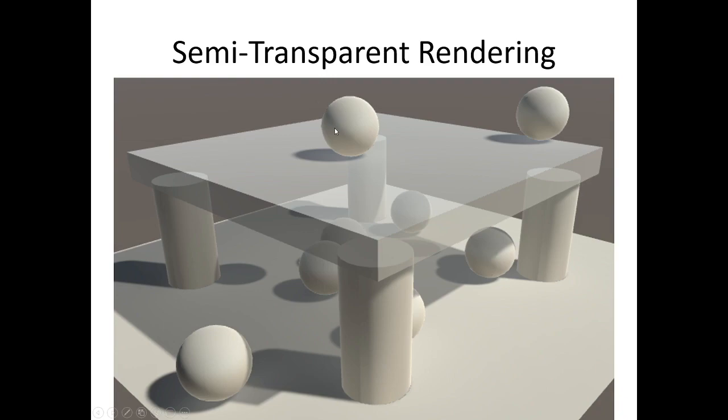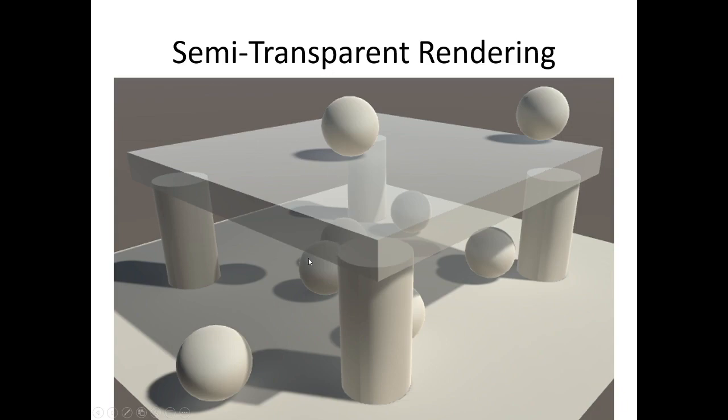Instead, we do two passes. In the first pass, we render everything that's fully opaque. Fully opaque means non-transparent at all. If something is fully transparent, we don't render it, because you can't see something that's fully transparent. But if it's semi-transparent, somewhere between fully opaque and fully solid, we render those second.